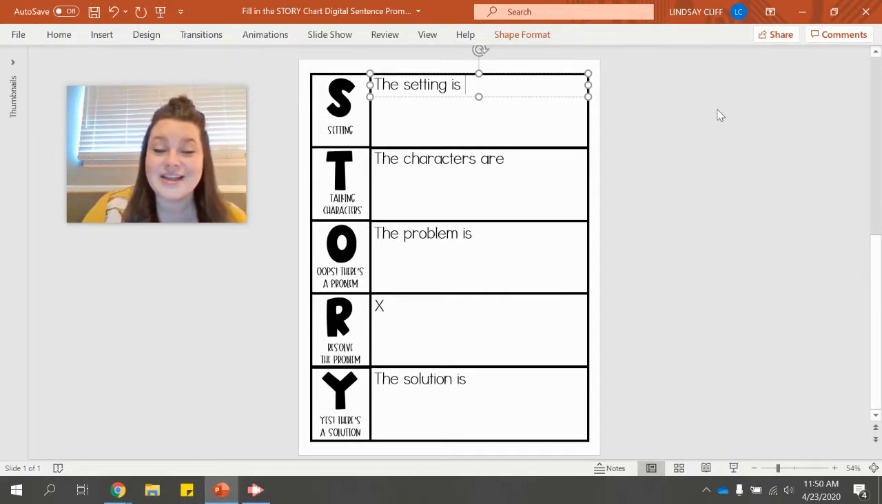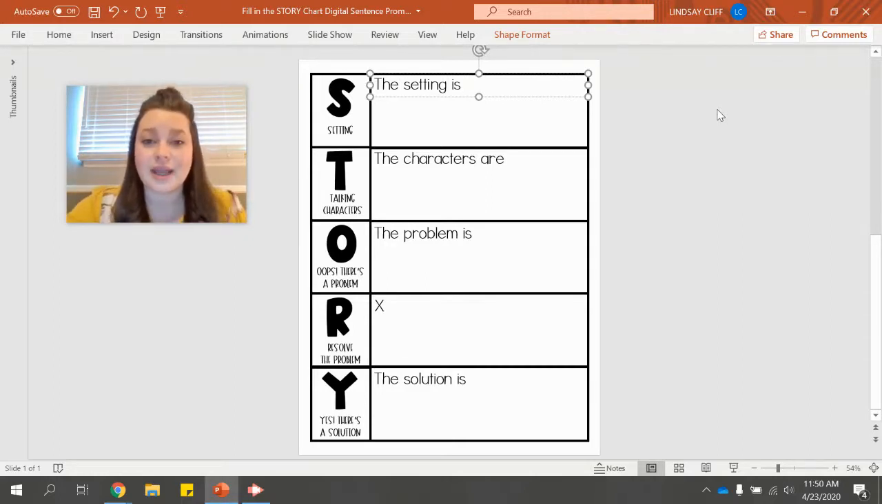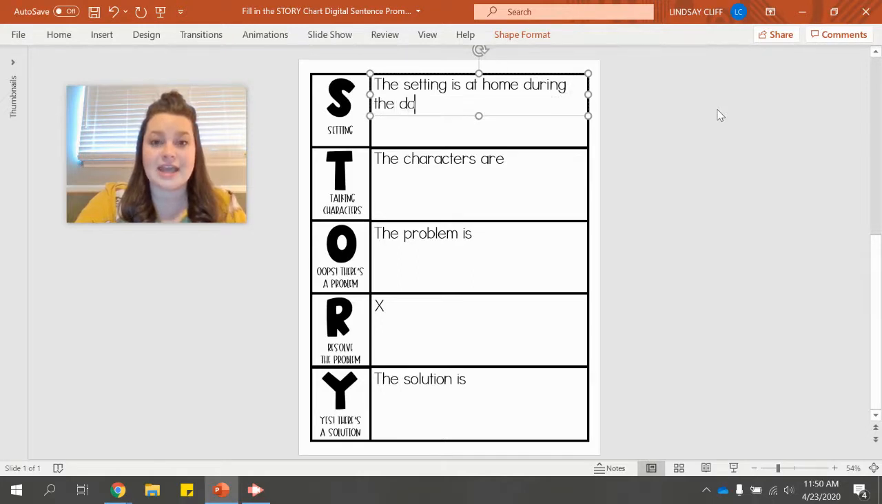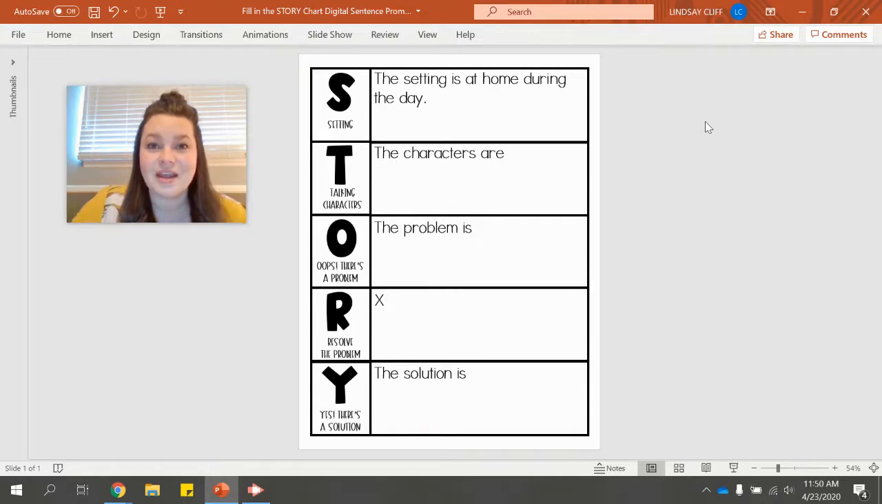Great job. So we know that the setting is where and when the story takes place. So if I was thinking about the setting in the story, I would know that Gus is at home, isn't he? And I would say it looks like it's during the day. So I would write, the setting is at home during the day. And I don't want to forget my period at the end of my sentence. All right, let's get back to the book.